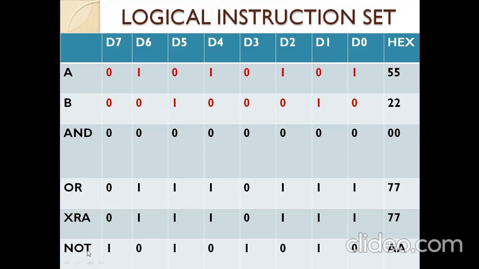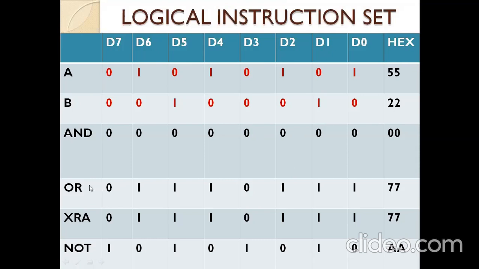Next is the NOT operation. What does the NOT operation mean? See the accumulator: where there is 0, NOT makes it 1, and where there is 1, it makes it 0. So you get 1010 1010. How is it AA? This value is 8 plus 2, equal to 10, which is written in hexadecimal as A, so AA. So this is all about the logical operations.